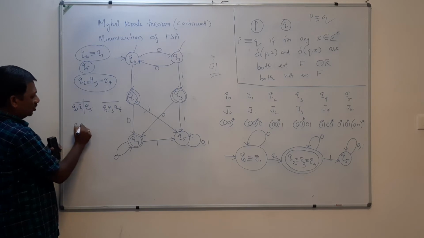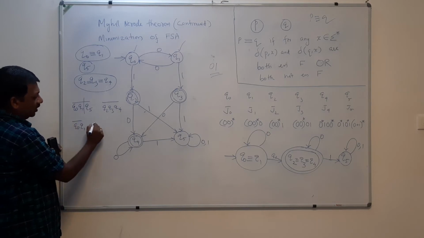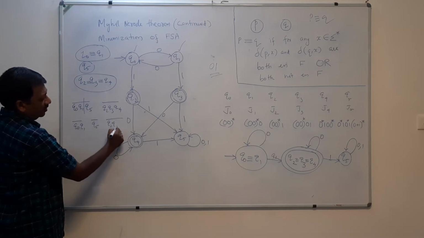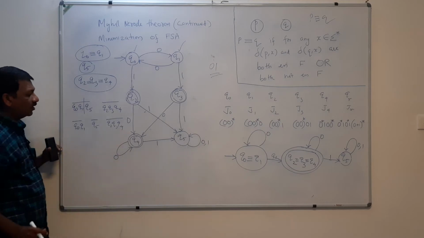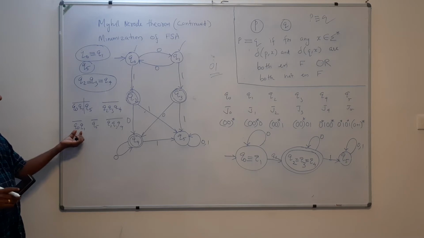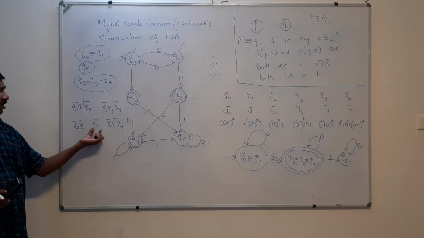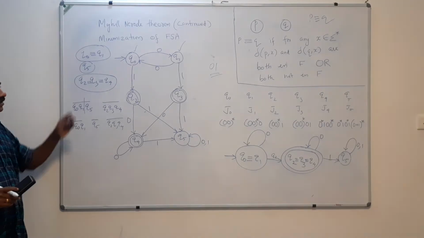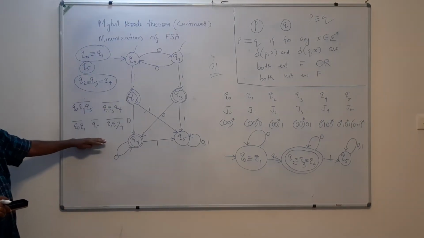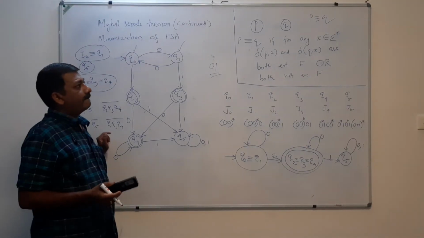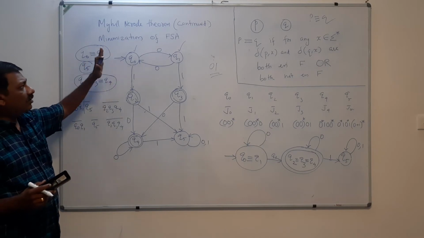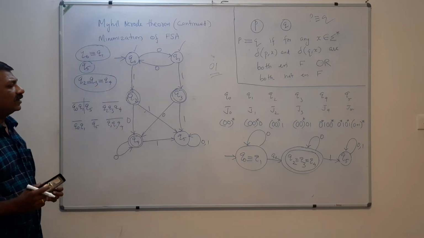Now this becomes Q0, Q1 forming one set, and Q5 another, and Q2, Q3, Q4 another. Now, if you test Q0 and Q1, they belong to the same set. These are equivalent, these are equivalent, and these are equivalent. Okay, this is the way. You have to test this yourself. This is one way to minimize a finite automaton.